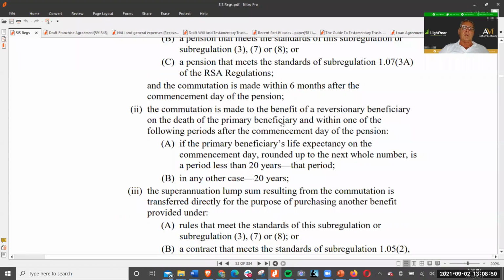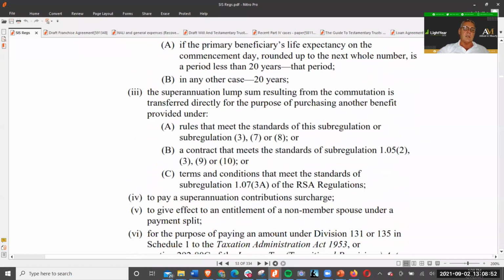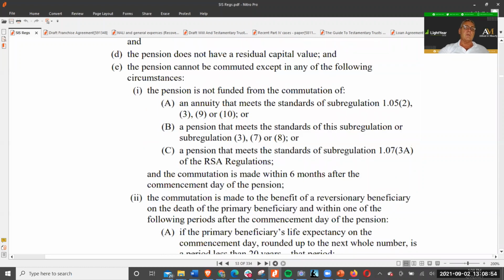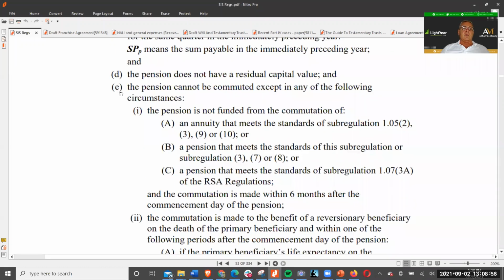So if we have a look here, this is an old one that was used for reasonable benefit limit purposes. So you don't need to know this. I just want to show you how it works. So the pension cannot be commuted. Remember, that means converting it into a lump sum.